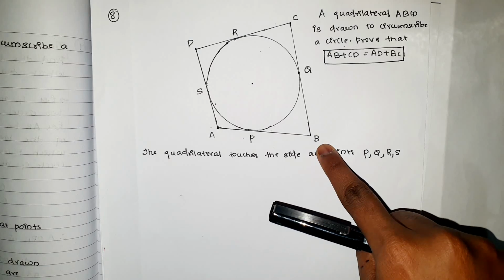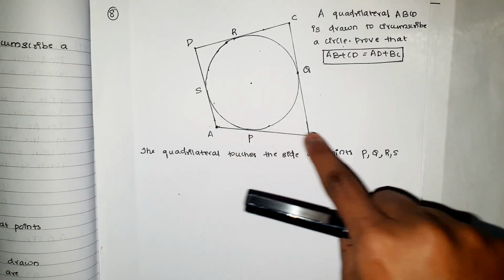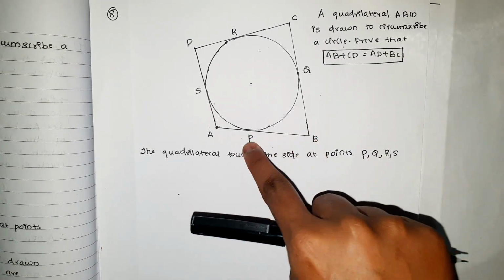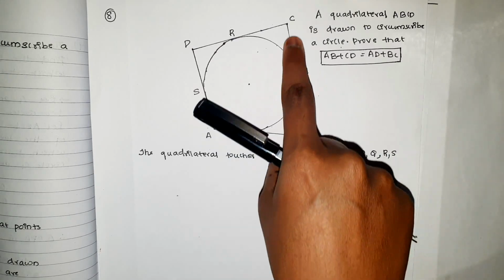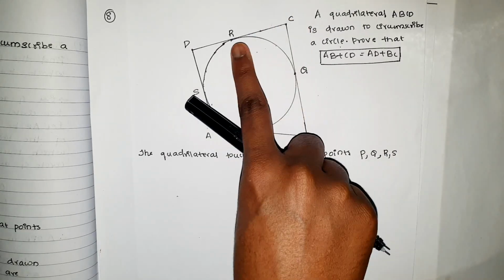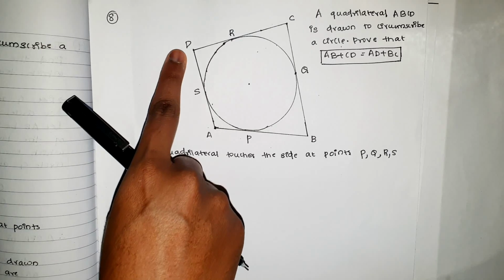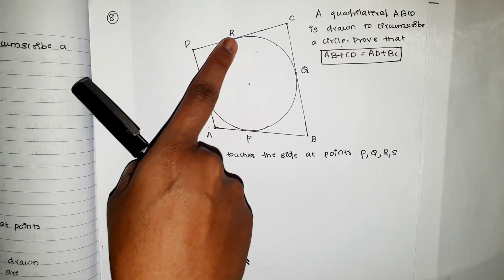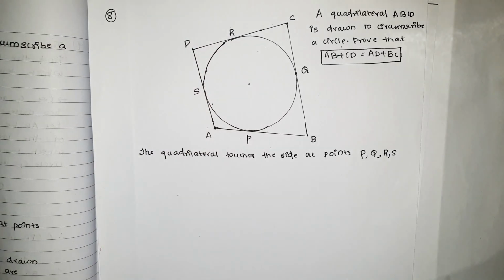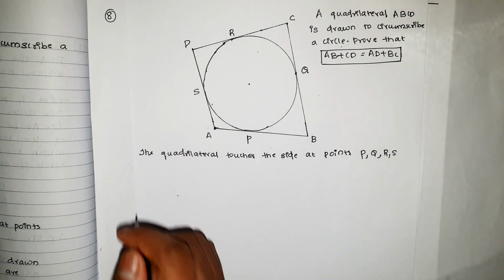Here B is an external point. BP and BQ are tangents. So, BP is equal to BQ. Here C is an external point. So, CR is equal to CQ. And D is an external point. So, DR is equal to DS by theorem 10.2.